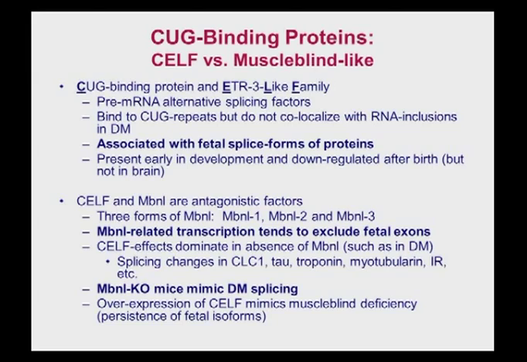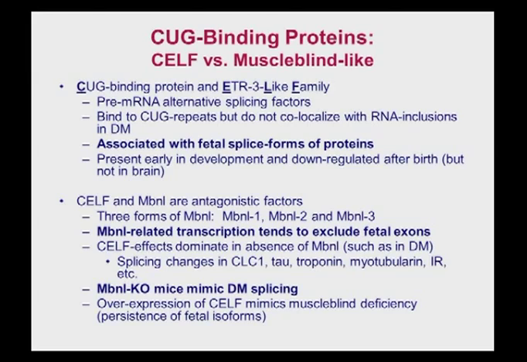So if there is the normal transition from CELF to muscleblind, you get a different form of splicing in a number of different genes because the muscleblind now takes over. So in the absence of muscleblind, the CELF then can take over from the muscleblind, and then you have a persistence of the fetal pattern of splicing. So there's not a maturation of the protein forms that would normally be seen.